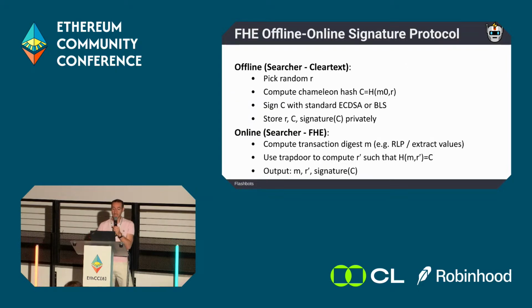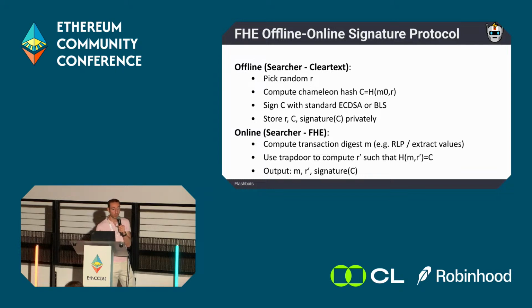So just to make it clear, what we do concretely is that offline, the searcher in clear text, so no FHE, picks a random number, computes the initial hash over a dummy piece of data, doesn't matter, signs it with whatever signing algorithm it wants, and keeps it privately. Then online, when it receives the input from the user encrypted, it does all the MEV magic that it wants to extract, and when it needs to sign, it just has to inject the pre-computed values and calculate the collision as we've seen before.